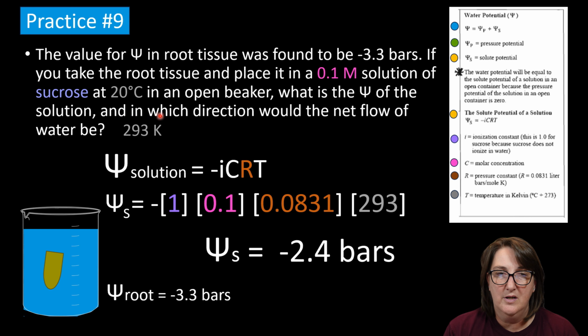So now the question is, in which direction would the net flow of water be? Where do I have more solute? Where do I have less water? I have more solute here, and I have less solute here. So water is going to go into the root because I have more solute.